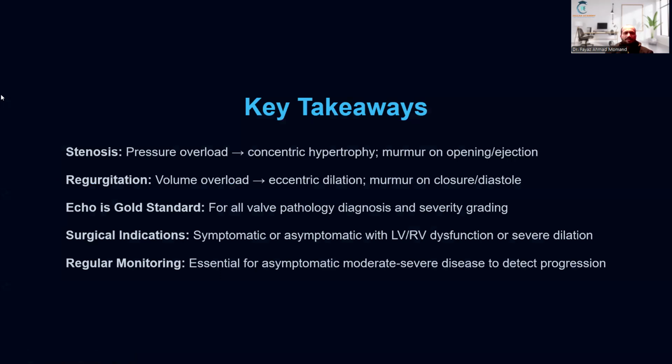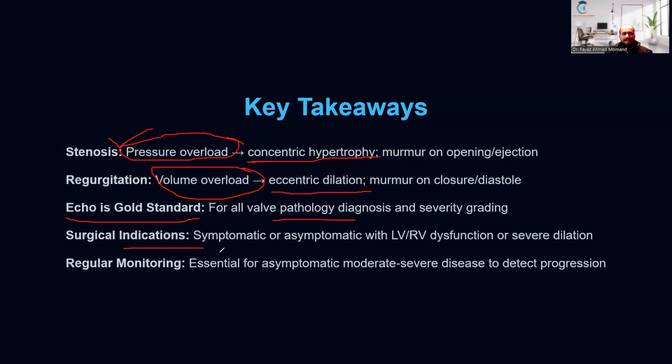Okay, so key points. Stenosis causes pressure in the ventricle or atrium to go up. Regurgitation causes volume overload. Pressure overload causes concentric hypertrophy, and volume overload causes eccentric hypertrophy. Echo is the gold standard for all valve pathology. Surgical indications: symptomatic, or asymptomatic with ventricular dysfunction or severe dilatation. Regular monitoring is essential for asymptomatic, moderate to severe diseases to detect progression. Okay, and I think that's all.